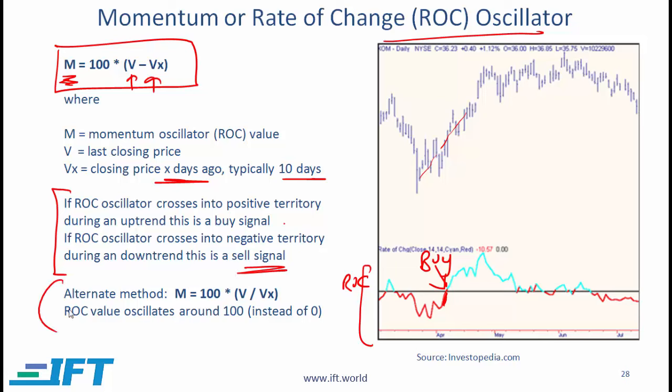An alternate way to calculate the indicator is to use this formula. M is equal to 100 into V divided by the value or price X days ago. This causes the oscillator to oscillate around 100 instead of around 0. So in this particular case, it oscillates around 0. With this formula, it would oscillate around 100.